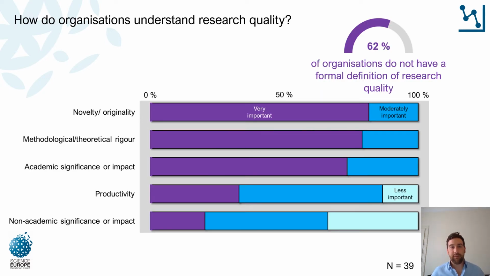In terms of the criteria used for selection, research quality is understood primarily by the novelty of the research in question, its methodological rigour, and its academic significance. Underlying this, however, there are some differences in the way that research organisations understand research quality. 62% of responding organisations do not have a formal definition of research quality, with some reporting that the specific criteria used in each programme determines the meaning of quality, whilst others report that the reviewers themselves determine what quality is.